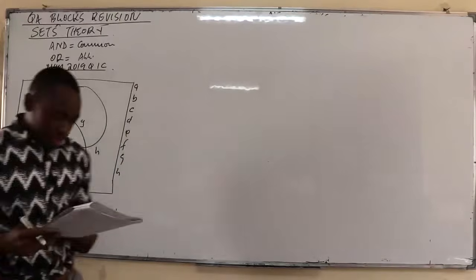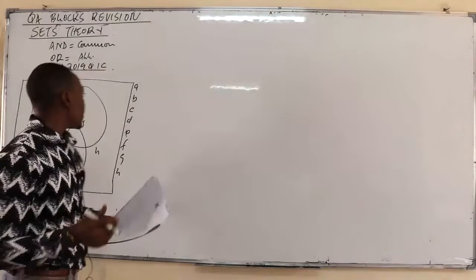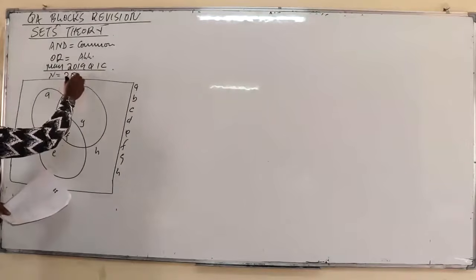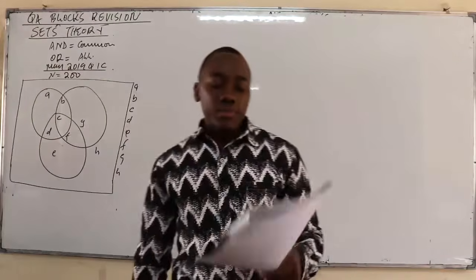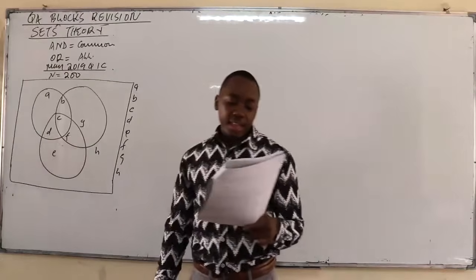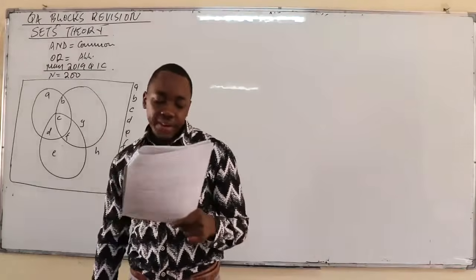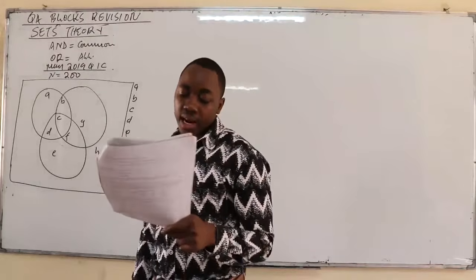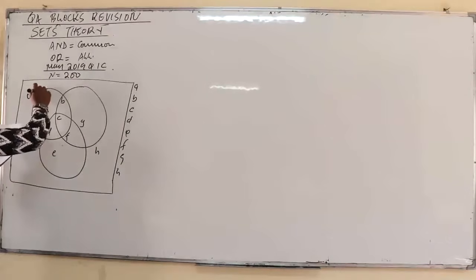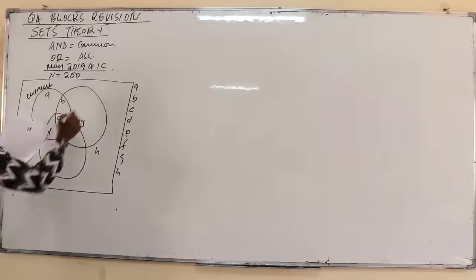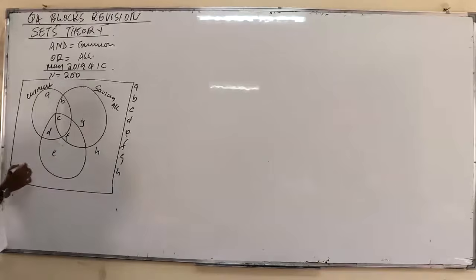Now let's read that question. We are told that a medium-sized commercial bank has a clientele of 200 active customers. N is 200. Can you underline active customers? If you have an active customer, that means all of them have an account. The bank operates 3 different types of account, namely current account, savings account, and fixed deposit.